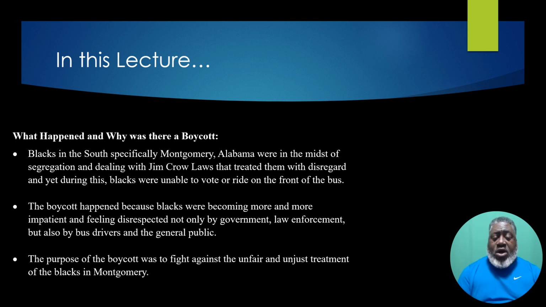This boycott happened because blacks were becoming more and more impatient and intolerant, feeling disrespected, not only by government, but by law enforcement and also bus drivers and the general public. The purpose of the boycott was to fight against the unfair and unjust treatment of the blacks in Montgomery, which in turn spurred, along with others, a movement that crossed the entire southern region.